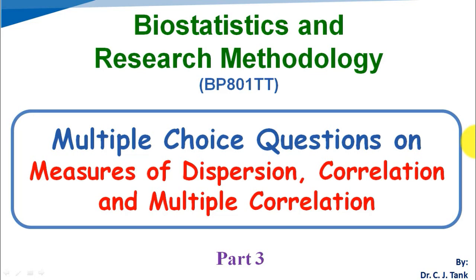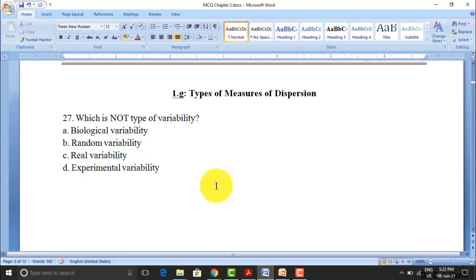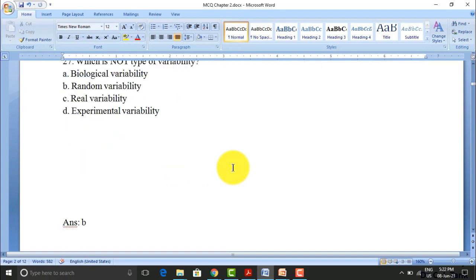Today in this video we will discuss multiple choice questions on measure of dispersion, correlation and multiple correlation in the subject Biostatistics and Research Methodology. So first question over here is from the types of measure of dispersion. Question is, which is not type of variability? Option A, biological variability. Option B, random variability. Option C, real variability. And option D, experimental variability. The correct answer is B, random variability.